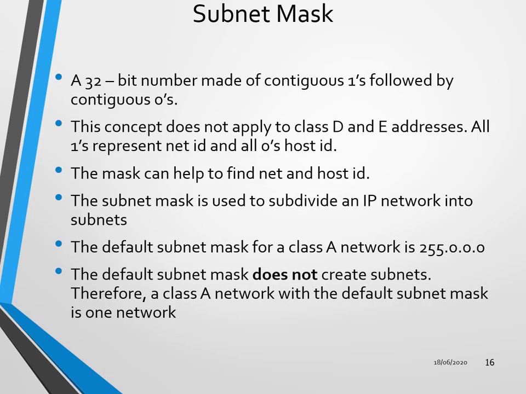Students, what is meant by a subnet mask? What is a subnet mask? It is a 32-bit number made of contiguous ones followed by contiguous zeros. This concept doesn't apply to class D and E. All ones represents the net ID and all zeros represents the host ID. The mask can help to find the net and host ID. The subnet mask is used to subdivide an IP network into subnets.